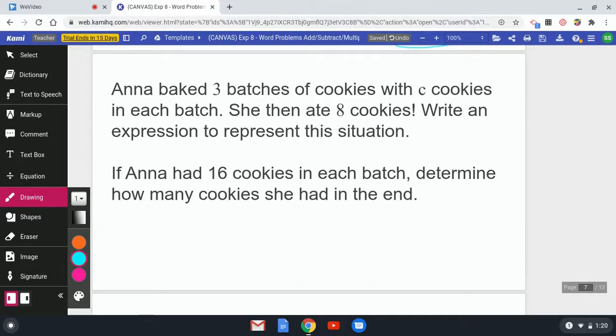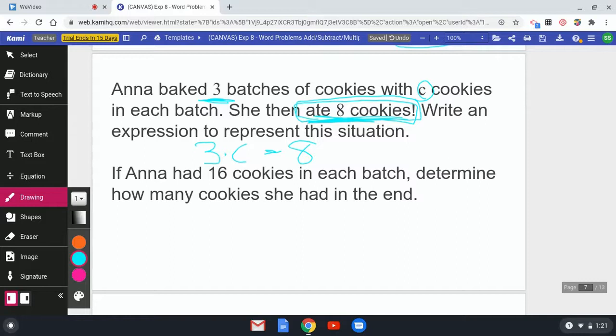All right, Anna baked 3 batches of cookies with C cookies in each batch. She then ate 8 cookies. Write an expression to represent the situation. All right, do I know how many cookies are in each batch? There could have been 1 big mega cookie, right? But then she ate 8. So I have 3 batches times however many cookies were in each batch. But then what did she do? She ate 8 cookies. How do I show that someone ate 8 cookies from what I made?